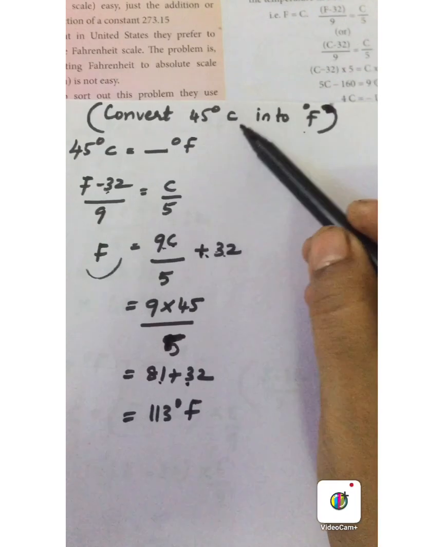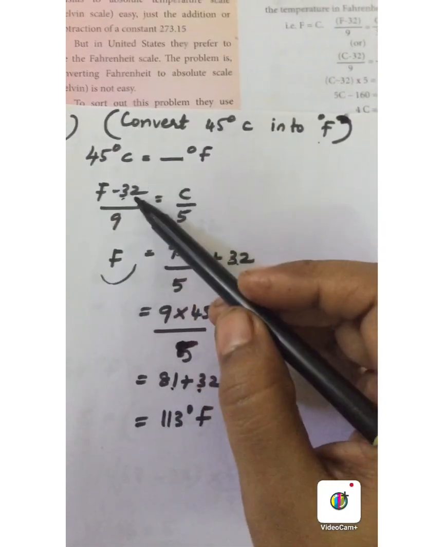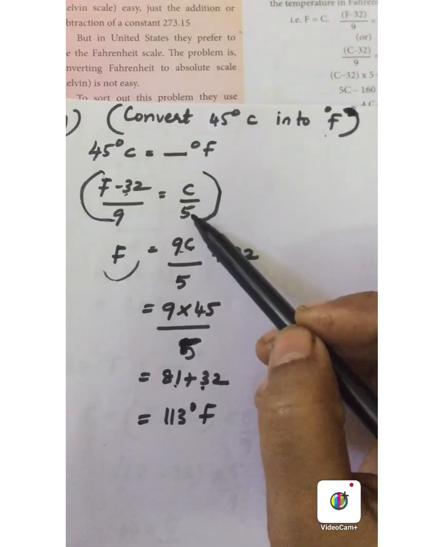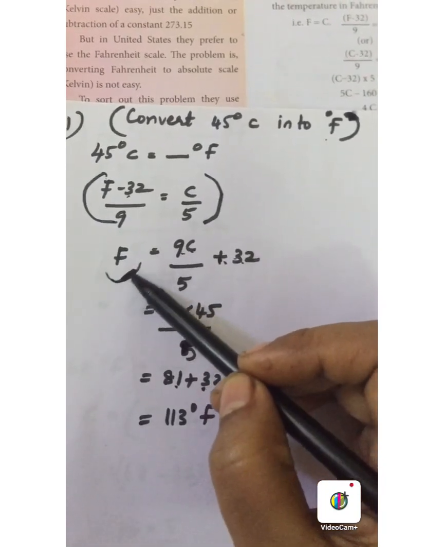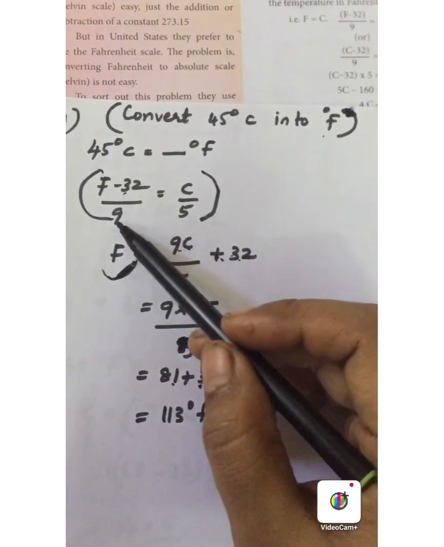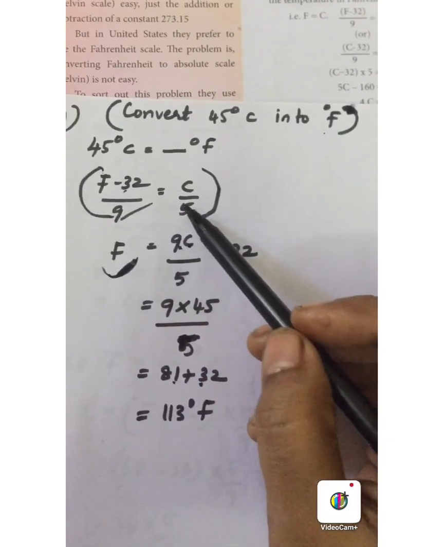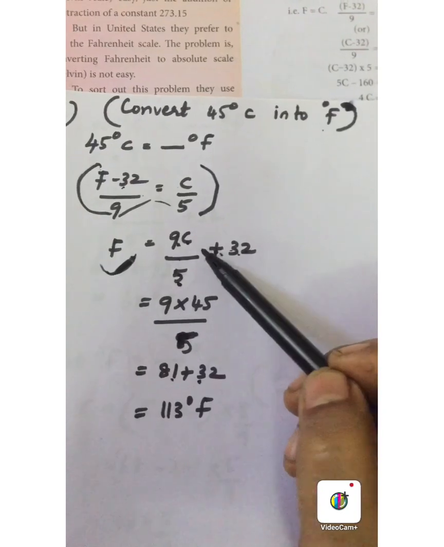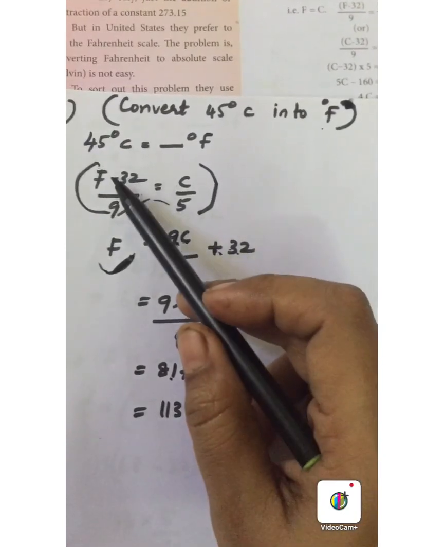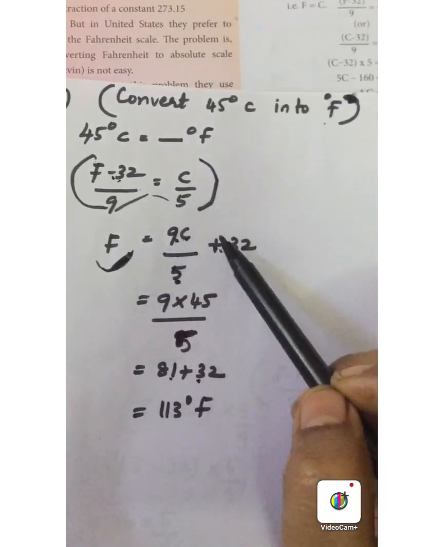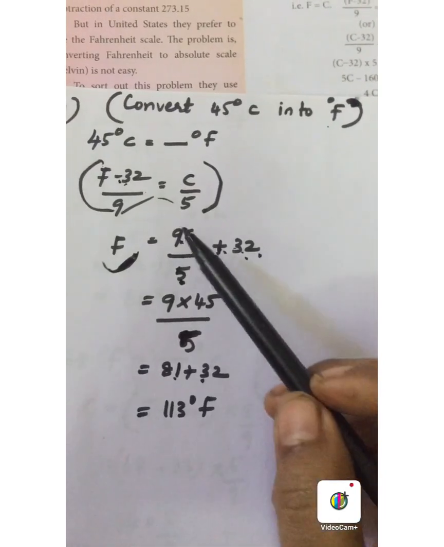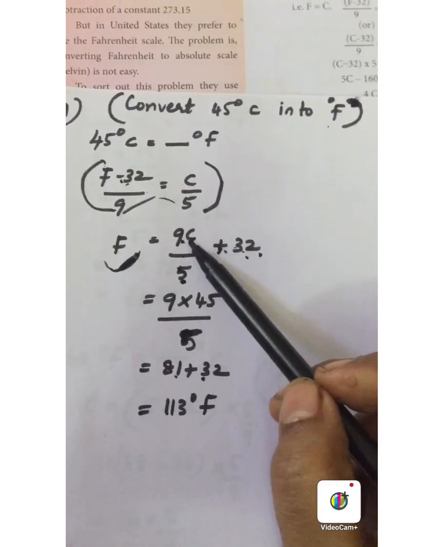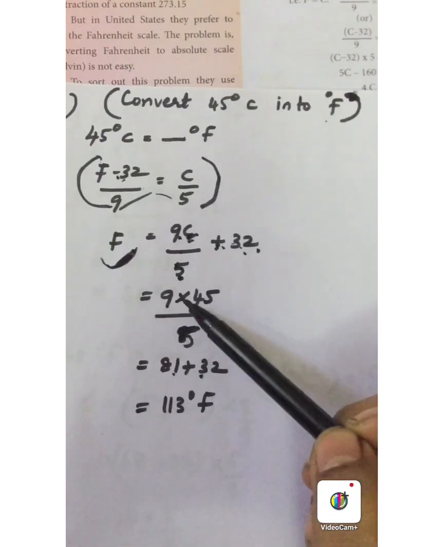Next, convert 45 degrees Celsius into Fahrenheit. So use the formula (F minus 32) divided by 9 is equal to C by 5. Here we are going to find out the F value. So when the 9 goes to that side, it changes into multiplication. So 9C divided by 5. When the minus 32 comes to this side, it changes into addition. So plus 32.